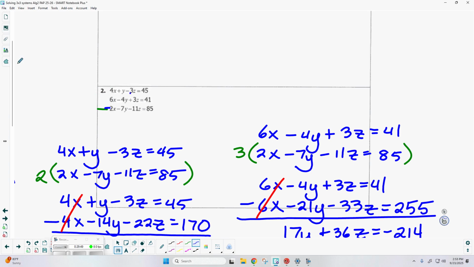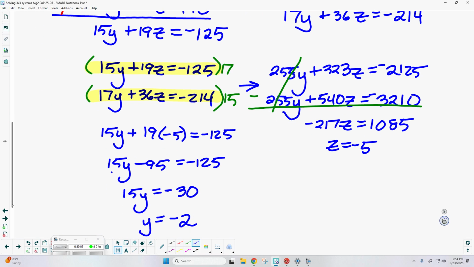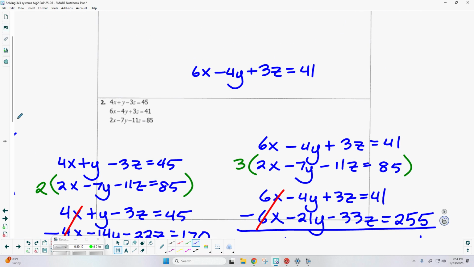What would you like me to use? Top, bottom, or middle? Middle? Middle's the first one I heard. So we have 6x minus 4y plus 3z is equal to 41. We just found z is -5 and y is -2. So 6x minus 4 times -2 plus 3 times -5 equals 41.